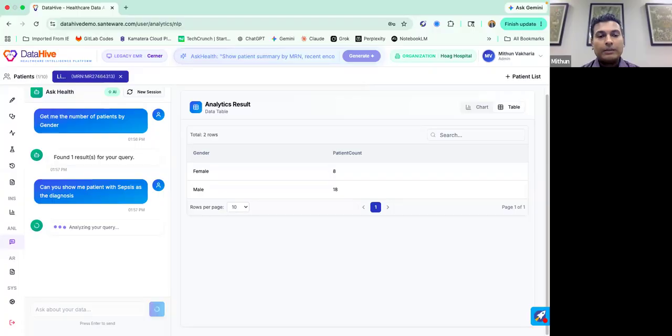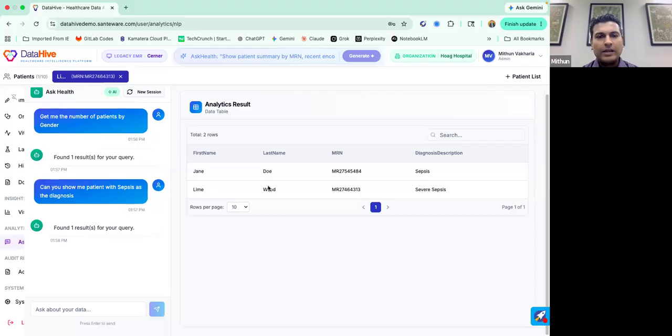And it should show me the patient name or MRN. And there it is. You can see there are two patients, Jane Doe and Limewood. This is their MRN, and this is the diagnosis description. So both these patients had sepsis.